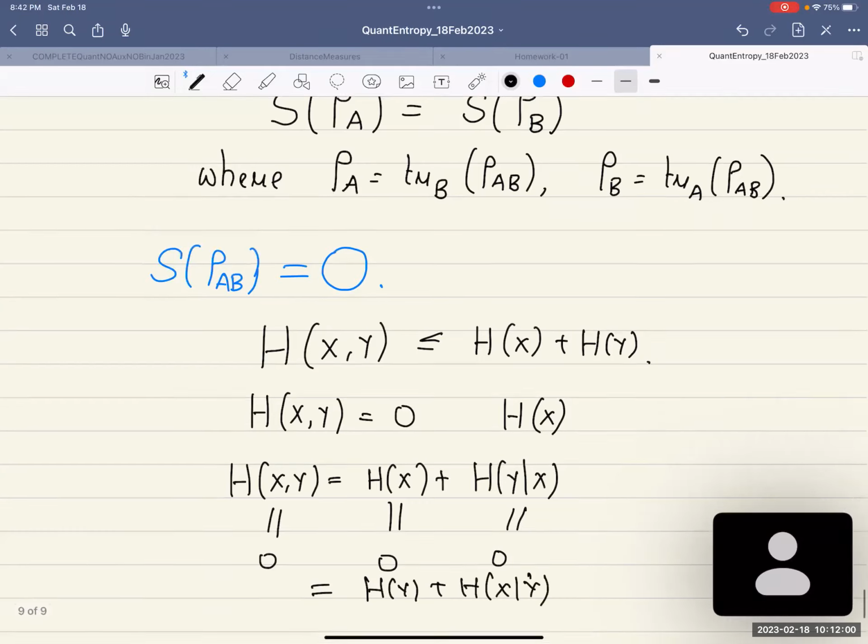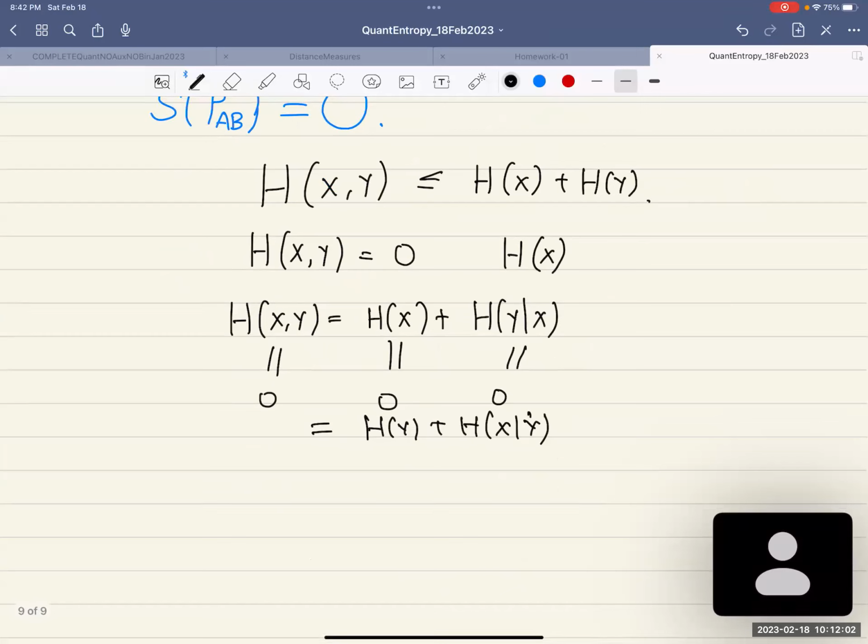The way you should read this chain rule, this is called the chain rule, is that the uncertainty in XY is the uncertainty in X plus the uncertainty in Y given X. So somebody gives you X, how much uncertainty do you have in Y? So if H of XY is 0, everything is 0 because XY itself is known. So you know what X and Y are. How can there be any uncertainty in X? Because if you know X comma Y, you know X, right?